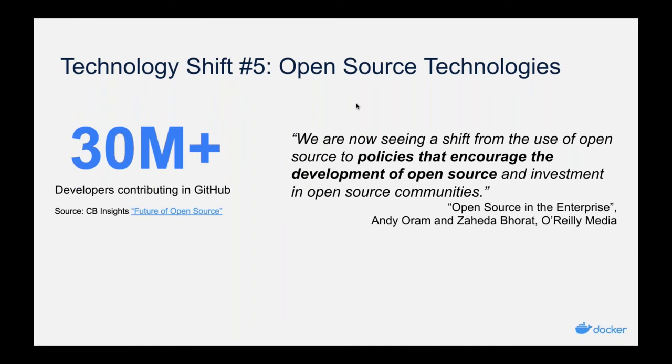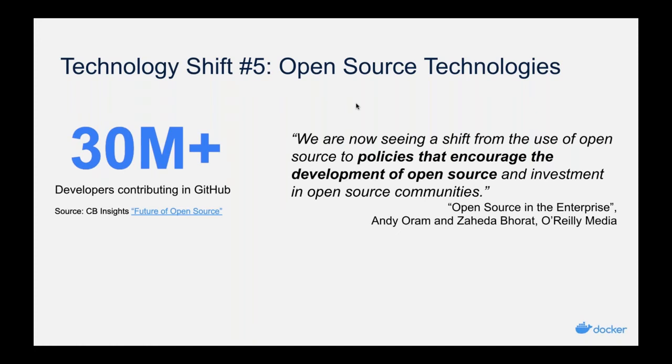And then the last shift that I'll talk about today is open source, the prevalence and adoption of open source technologies in the enterprise. There's a great stat that came out of a recent analyst report around GitHub. There are now over 30 million developers contributing in GitHub. And that is a pattern that we've seen where more companies are sponsoring their employees' contributions to open source projects, and also leveraging open source projects.